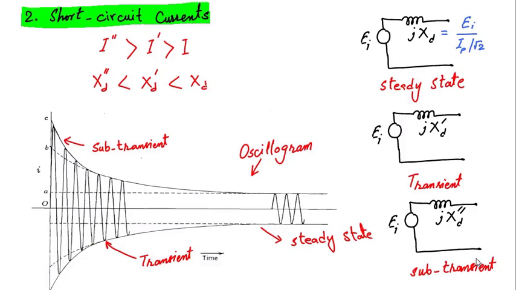So the manufacturer of the generator notes down this oscillogram, finds out the values of XD, XD dash and XD double dash, and puts these values on the nameplate of the generator or in the data sheet of the generator. Now let's see where that IP current is. Here this current is IP, the peak value of the steady state period current.